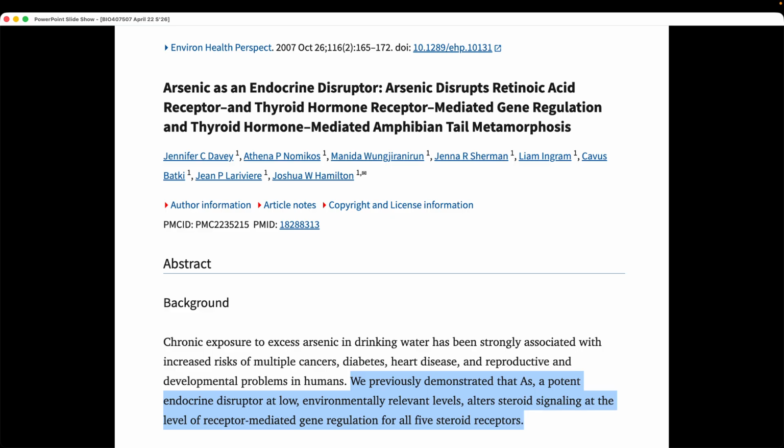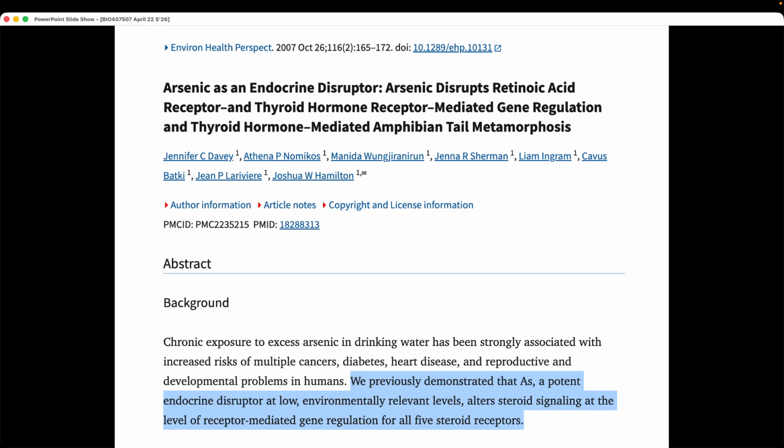And then they did it for estrogen and testosterone and corticosteroids, and they said, yeah, we found all the steroid hormones are disrupted. Then they looked at thyroid hormone and retinoic acid, because they're all members of the nuclear receptor gene family. In humans, there are 48 different nuclear receptors, and they're disrupted.